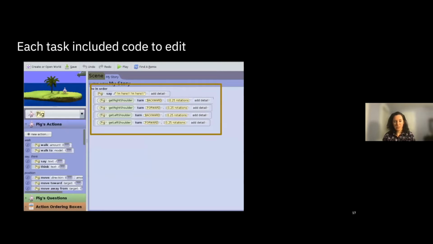As an example of what these tasks look like, we have this pig. I don't know if it's easy to see, but there's a pig here and he's on a deserted island. And there's a helicopter. The idea here was that the kids were trying to get the pig to wave for help. What they needed the pig to be able to do was raise both of his arms up and then both down. But what's happening in the task originally is that the pig is just raising one arm up and down, and then the next arm up and then down.